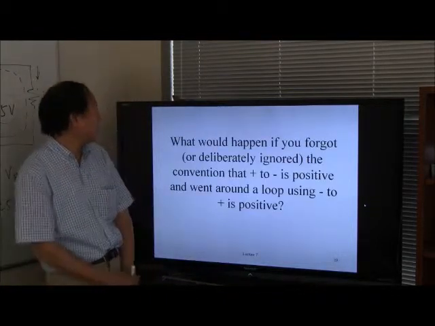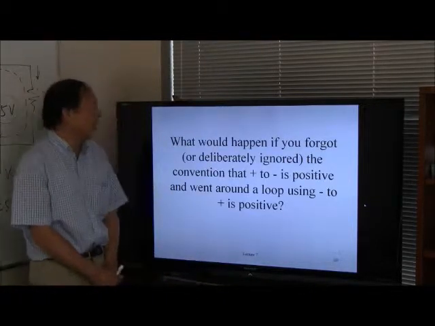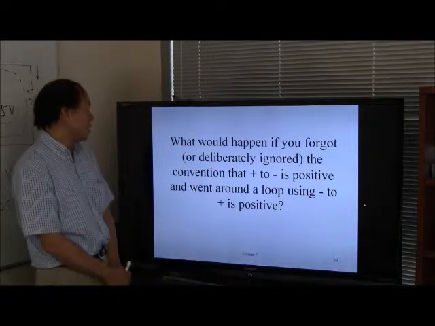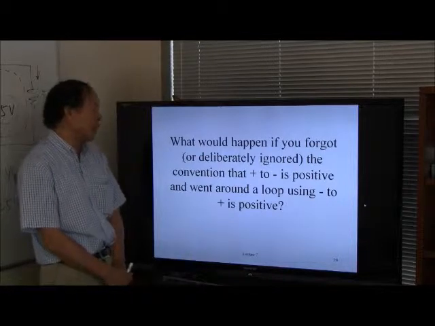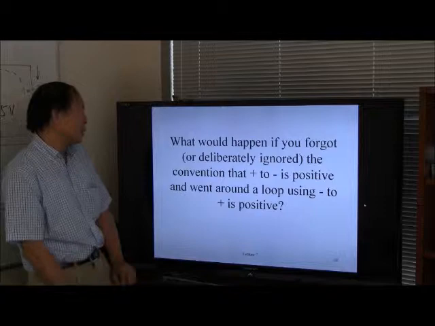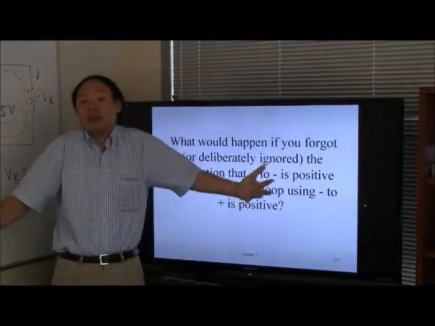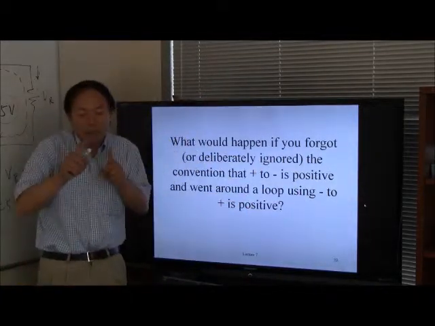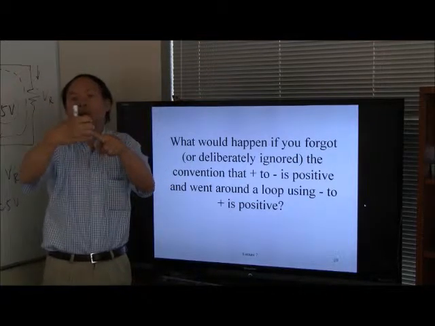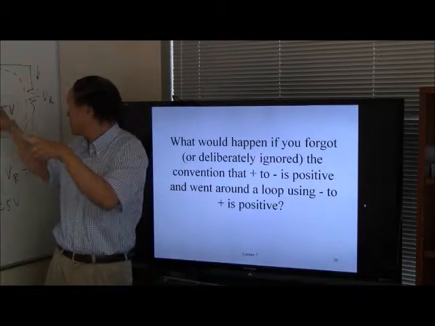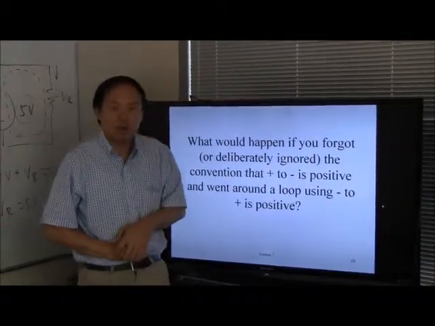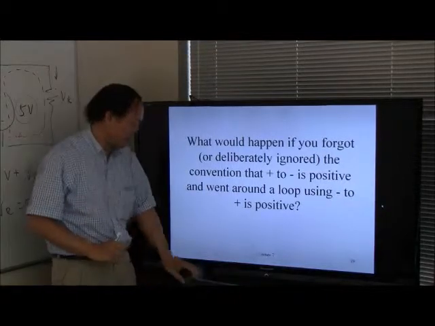So what will happen if you forget or deliberately ignore the convention of plus and minus and go around a loop using the wrong signs? Then you would mess up. You would get the number incorrect. So when you have a loop and you enter the negative terminal of that loop, defined by the plus and minus sign, it is negative. Otherwise, you will have an incorrect accounting of the increase and the drop of the voltages.